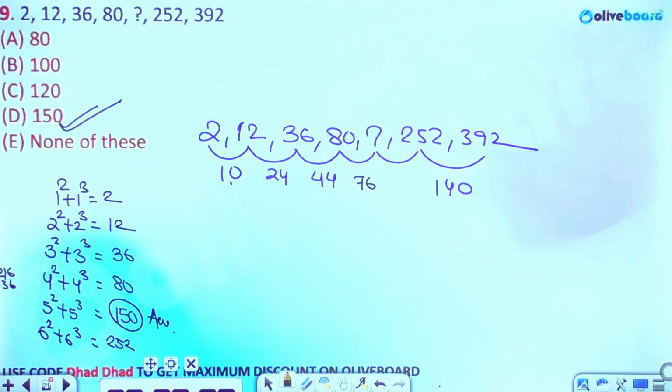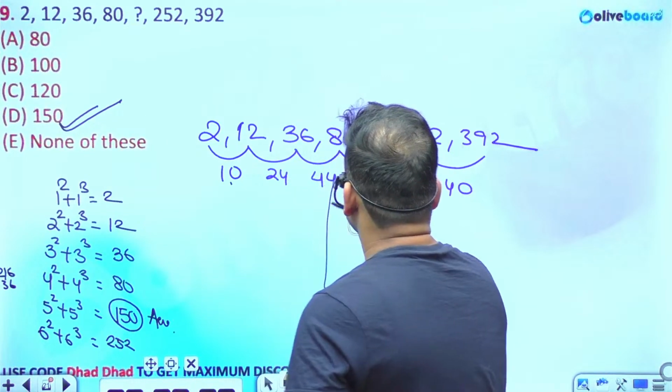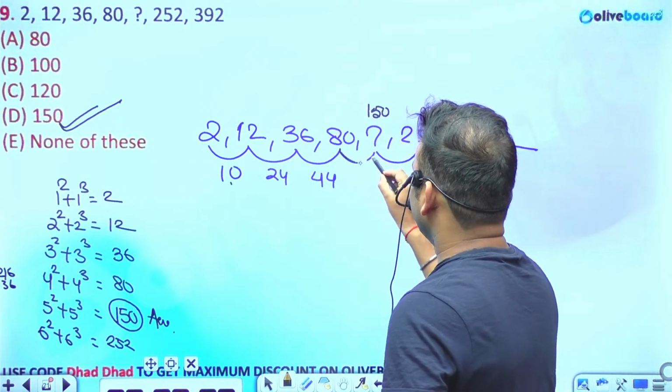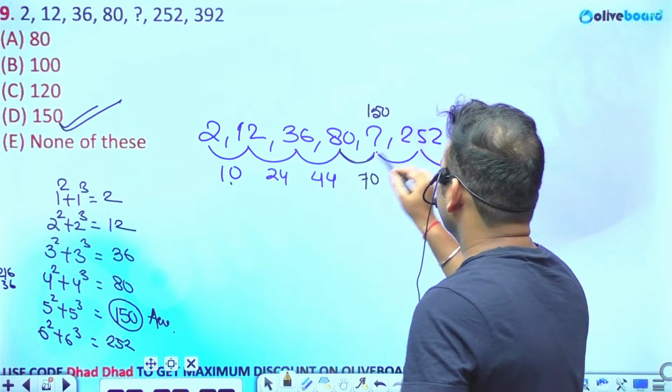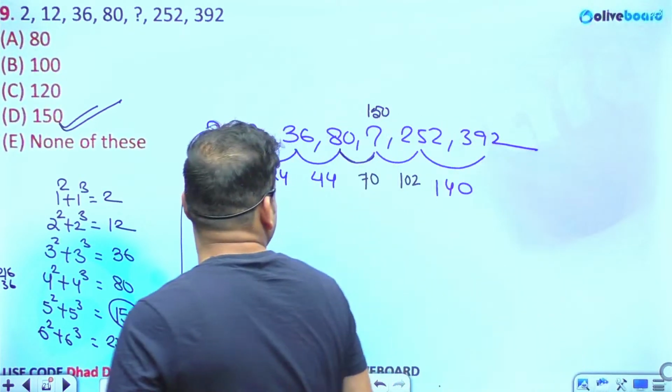What is the logic we have done over here? 1 square plus 1 cube, 2 square plus 2 cube, 3 square plus 3 cube, 4 square plus 4 cube. So here it has to be 150. Fine. So 80 and 150 is having a difference of 70, right? And 150 and 252, that is 102. And this is 140. So let's check out where double differences.